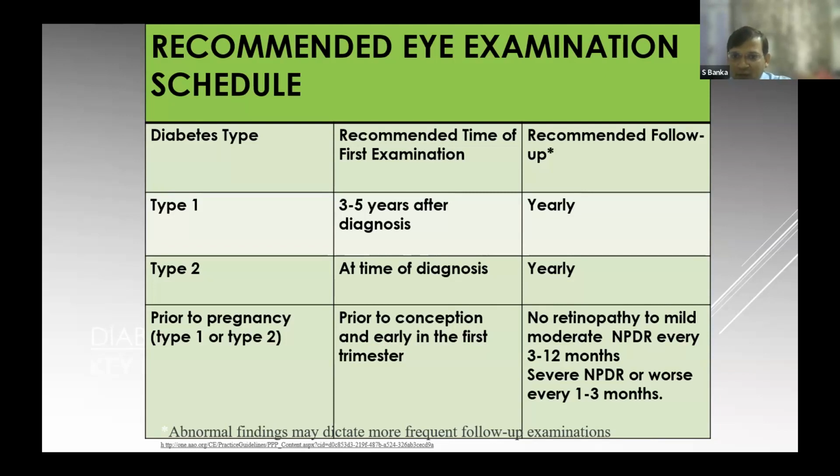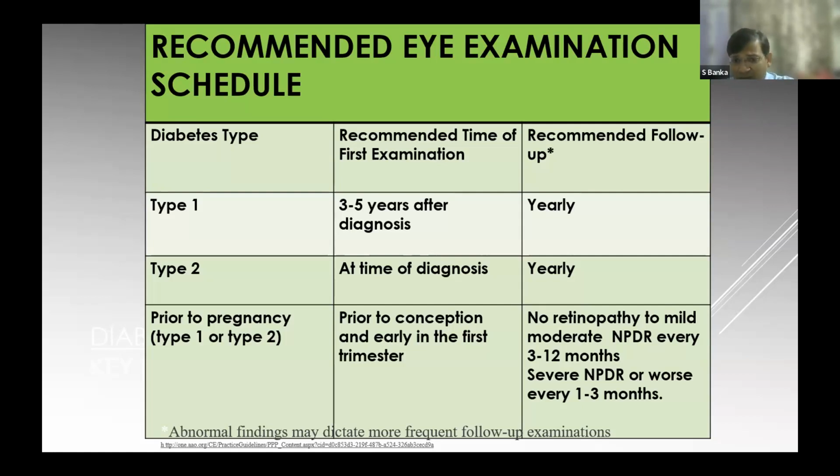And for type 2 patients, many times we don't know for how many years the patient might have had type 2 diabetes before getting diagnosed. So the first eye examination should be done immediately at the time of diagnosis. And then again, the recommended follow-up period is a yearly eye checkup.